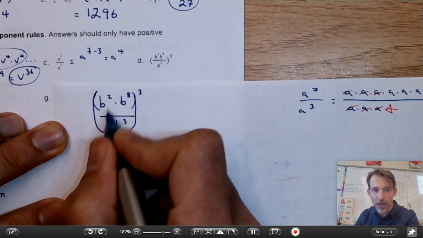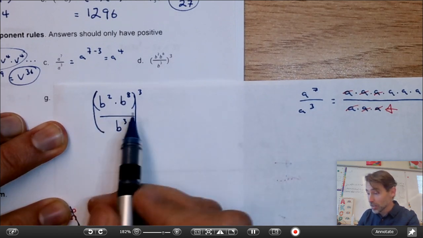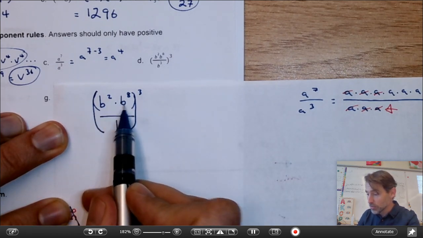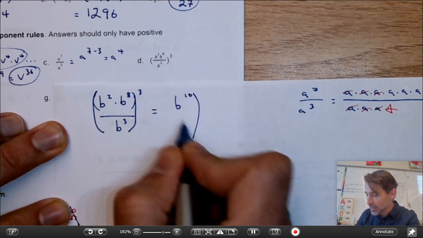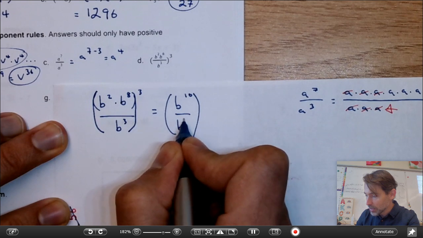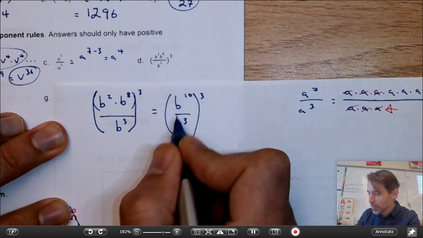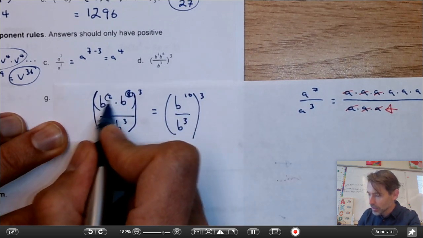That means I need to do everything inside the brackets first. So let's do the multiply first. B to the 2 times b to the 8, that's going to be b to the 10, divided by b to the 3, all raised to the power 3. All I've done is this one and this one.